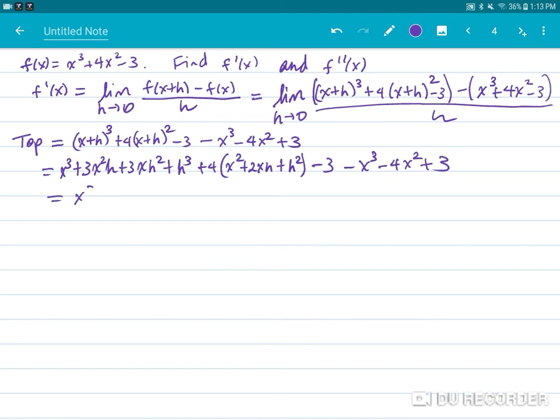This is x to the third, 3x squared h, 3xh squared, h to the third, 4x squared, 8xh, 4h squared.